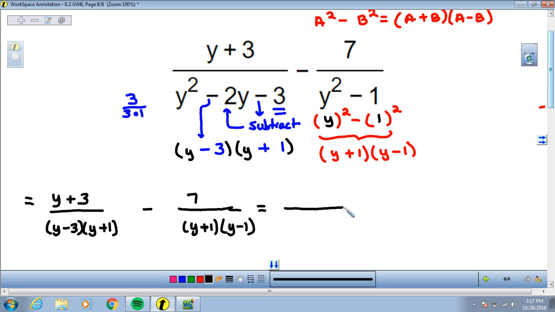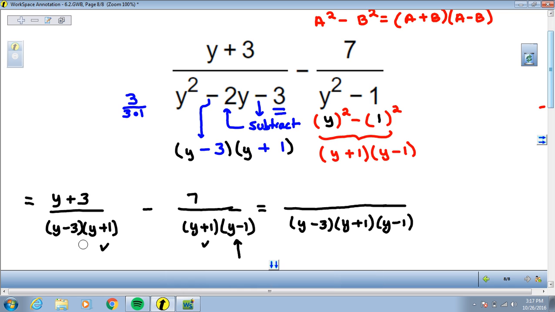Let's first find the least common denominator. You need to remember to list all of the factors from the first denominator, which is y minus 3 and y plus 1, right? And then, according to the rule, we need to list any factors from the second denominator that do not appear in the list. So we already listed the y plus 1. We are missing the y minus 1. Okay, so then let's go ahead and finish this problem.